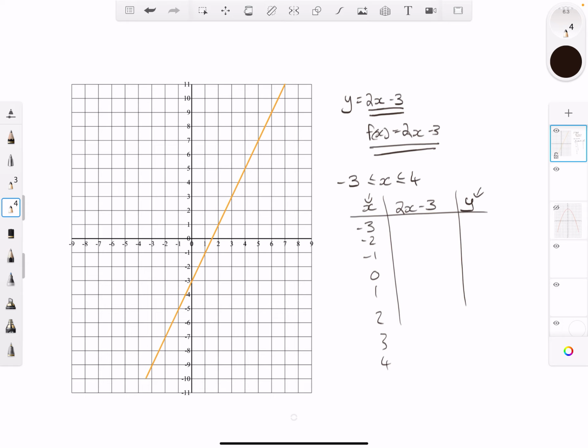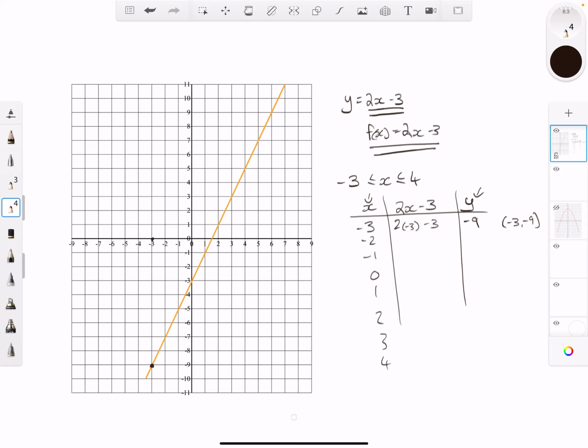So we put minus 3 in where x is. So we can see that 2 times minus 3 is minus 6. Minus 6 minus 3 is minus 9. So our first set is minus 3, minus 9. So if we have a look at this graph over here on the left, and we go out to minus 3 and down to minus 9, we can see that it's on the function.